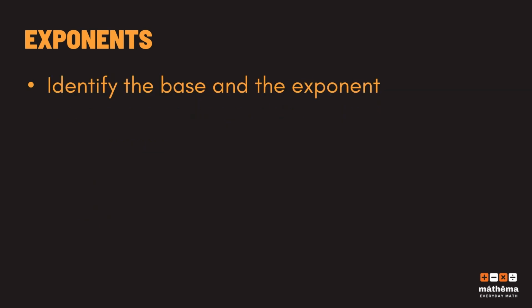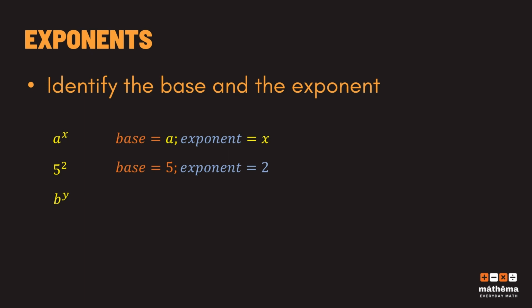I want us to identify the base and the exponent of the following expressions. We have a raised to x. Our base is a, the exponent is x. Next, 5 squared. The base is 5, the exponent is 2. b raised to y. The base is b, sorry, and the exponent is y.